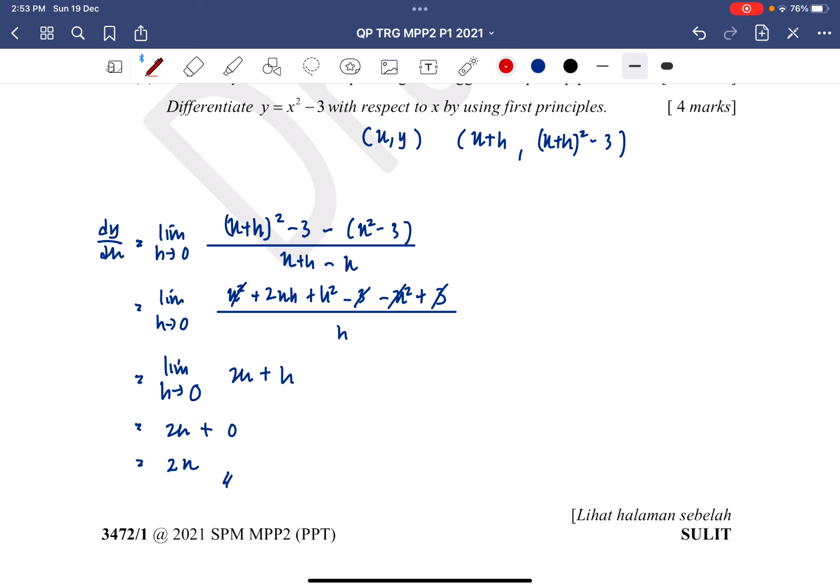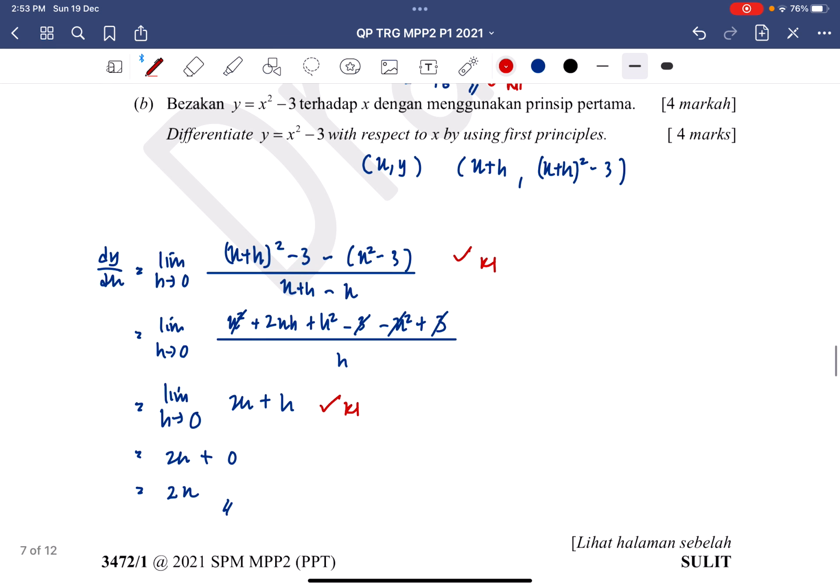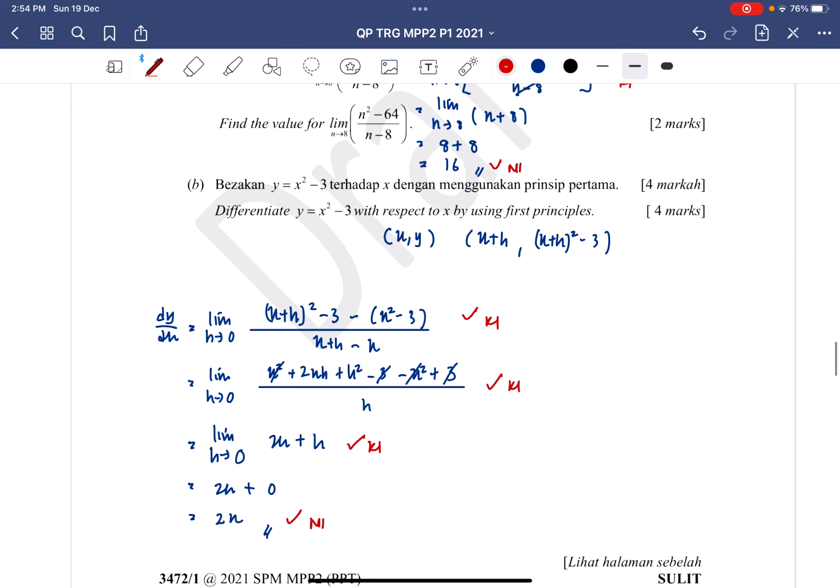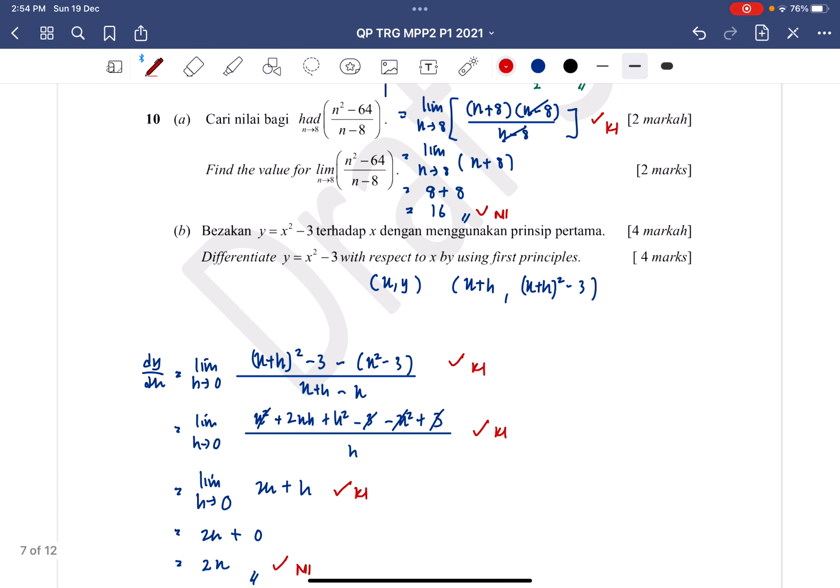So the concept used is that you need to know the limit concept when h or delta x approaches 0, and you need to simplify your work. This is a 4 marks question. They give you 3 marks for the working, then finally for your answer, they give you 1 mark. So that's all for this differentiation, limits, and also first principle type of question.